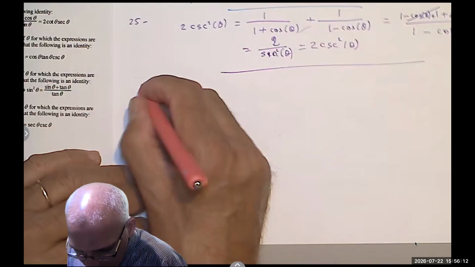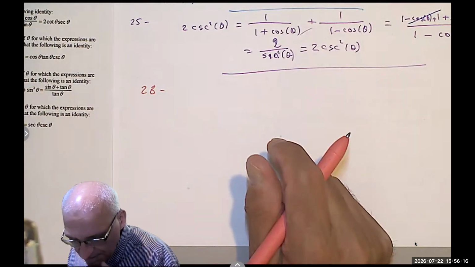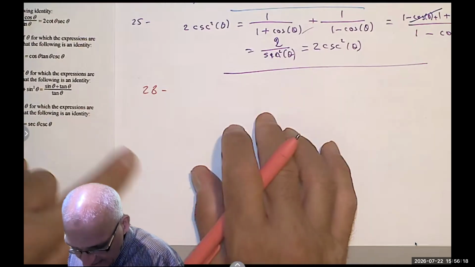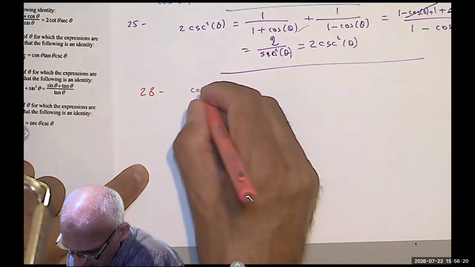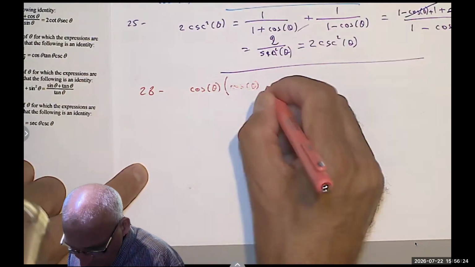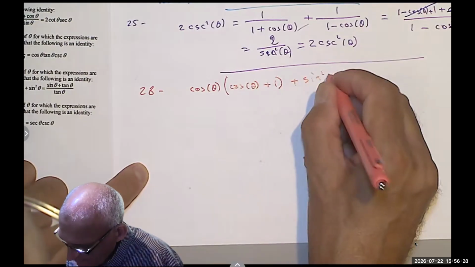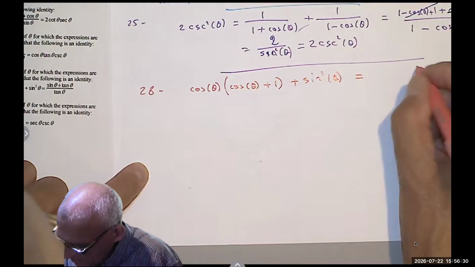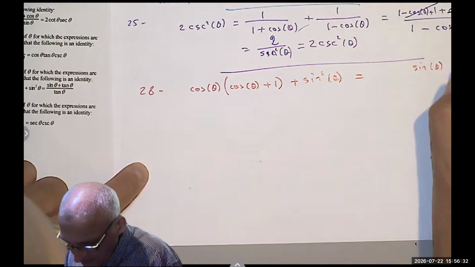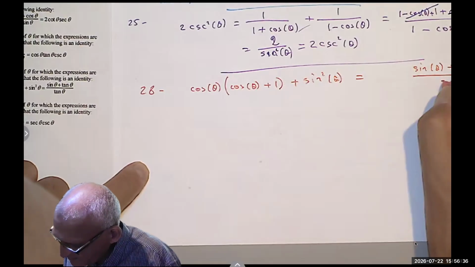Okay, last one, number 28. For all values of theta for which the expressions are defined, prove that the following is an identity. Cos theta times cos theta plus 1 plus sine square theta equals, I want it to be sine of theta plus tan of theta over tan of theta.